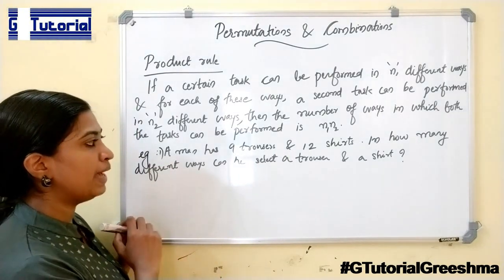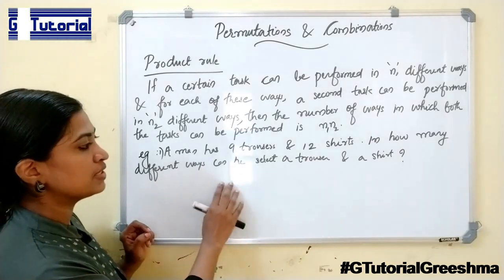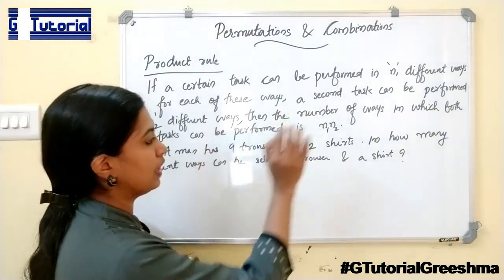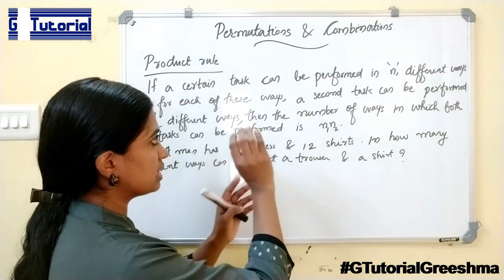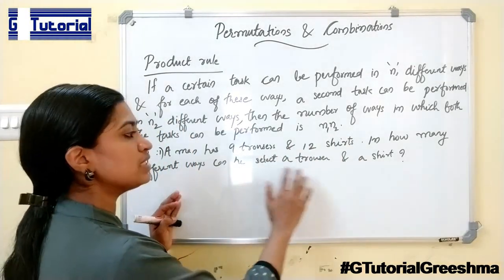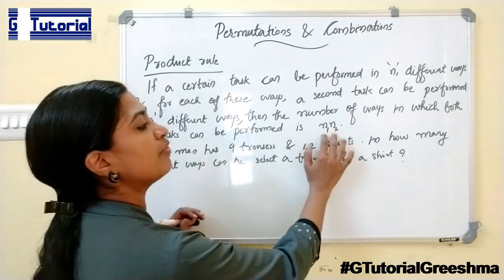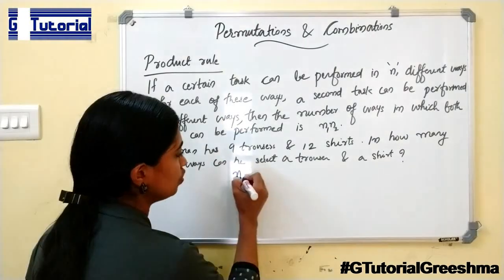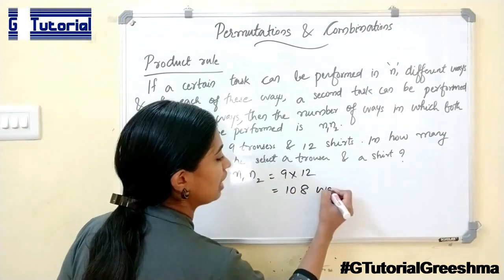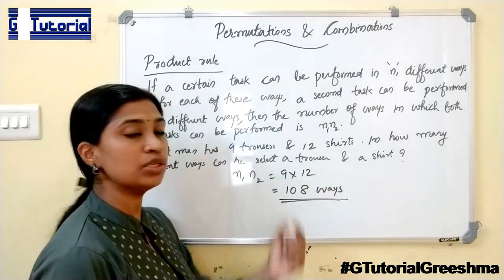An example is, a man has 9 trousers and 12 shirts. In how many different ways can he select a trouser and a shirt? That is, the first task has n1 different ways, that is, there are 9 trousers. And the second task is there are 12 shirts. And it is asked in how many different ways he can select a trouser and a shirt. That is just n1 into n2, 9 into 12. 12 nines are 108. In 108 ways he can select a trouser and a shirt from 9 trousers and 12 shirts.